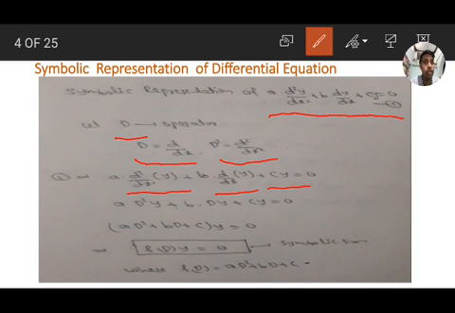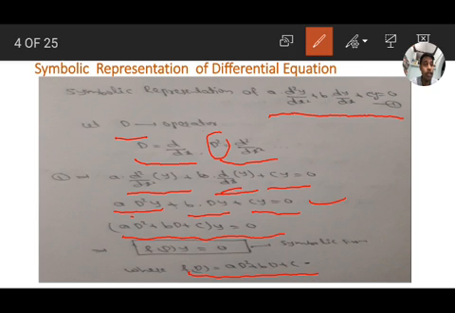d square by dx square means D square, so a into D square of y plus b into D of y plus cy equal to 0. Y is common, so a D square plus b D plus c of y equal to 0. So this is f of D of y equal to 0, where f of D equal to a D square plus b D plus c.